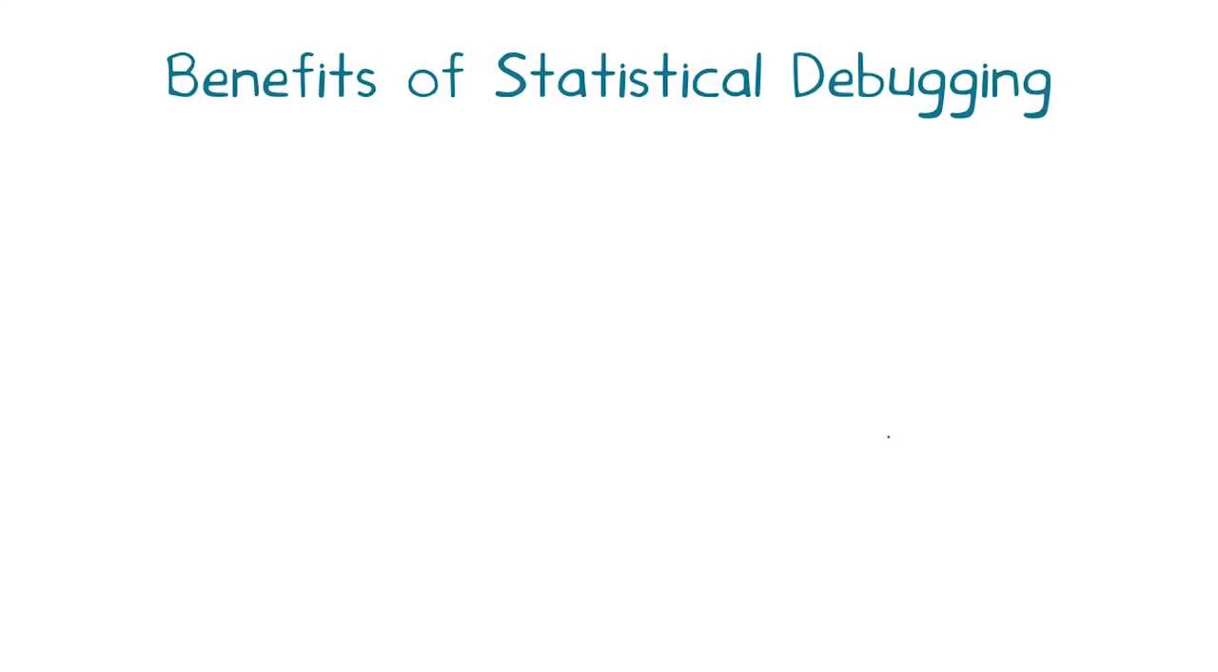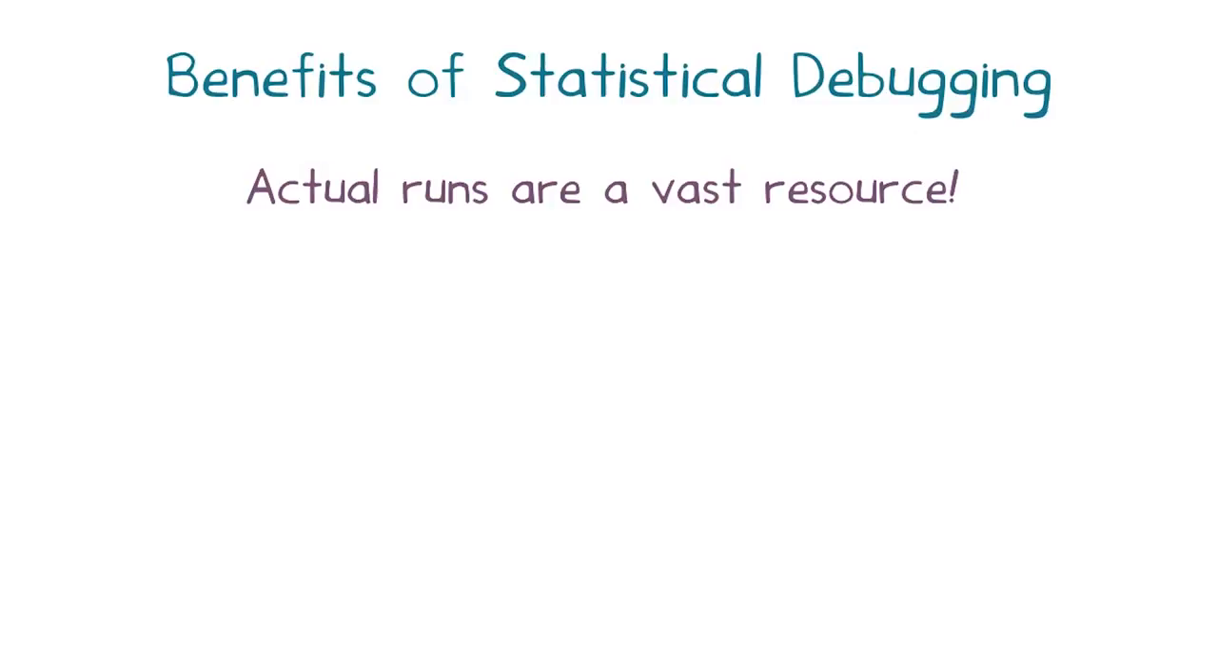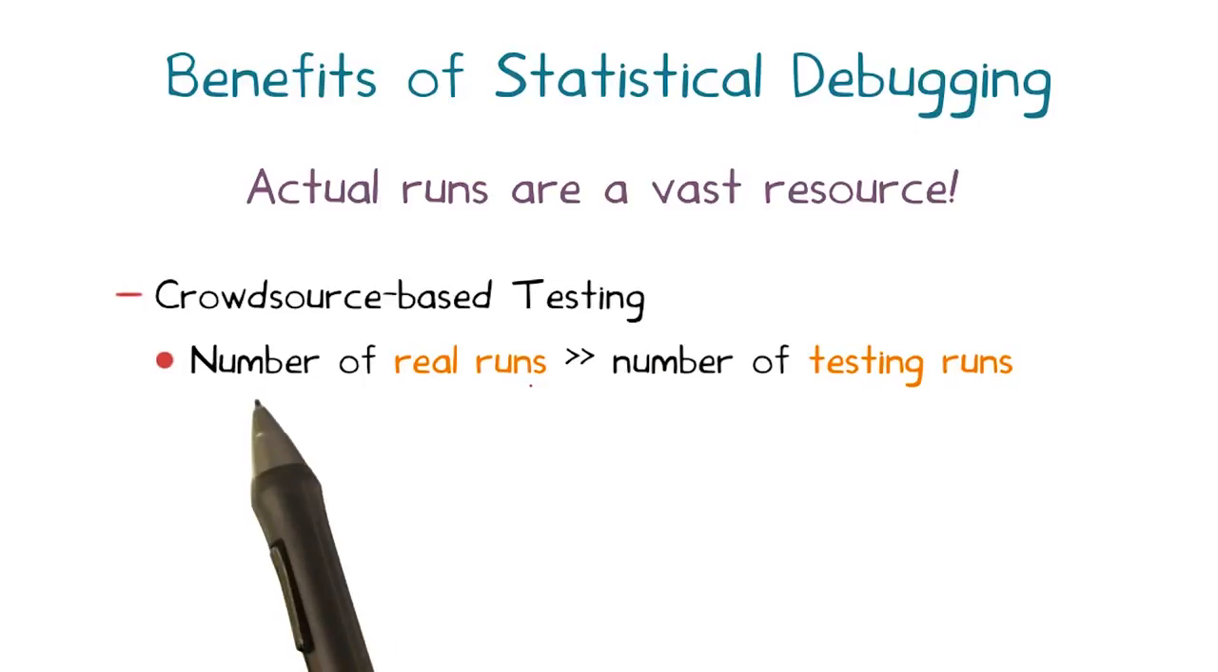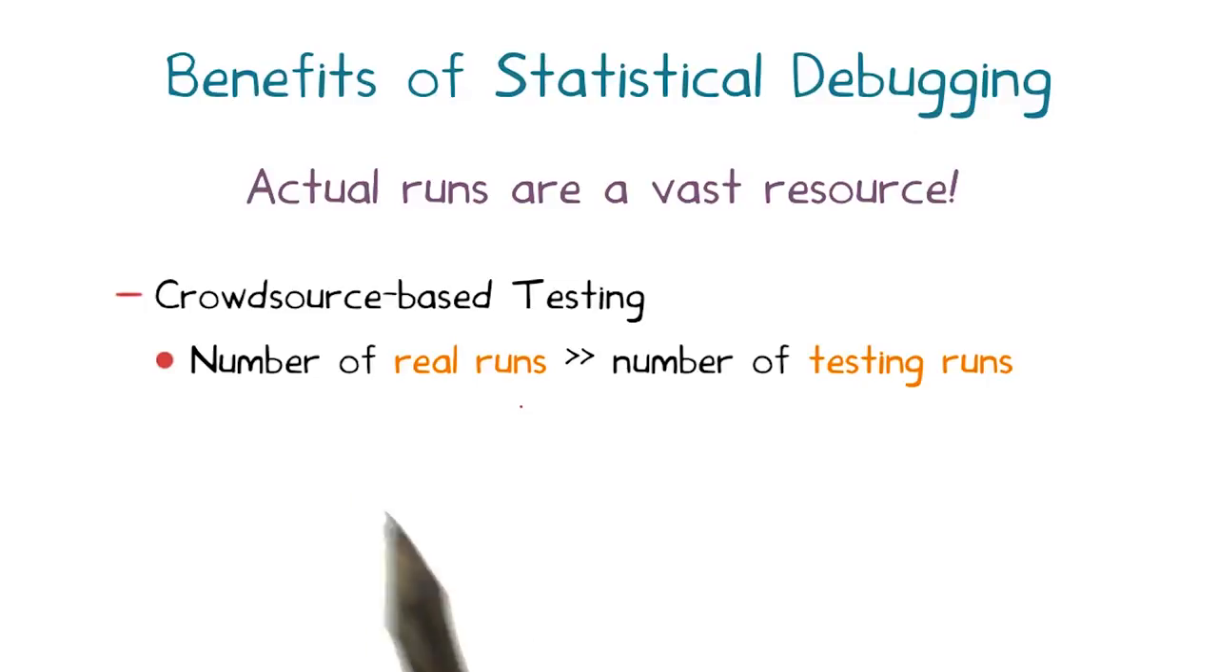The potential advantages of this method of post-deployment bug hunting are enticing. Actual runs by users are a vast resource for two key reasons. First, they allow us to effectively crowdsource testing to the user population, which not only saves the resources for testing software in-house, but also the real runs can greatly outnumber the test runs that can be performed in-house.